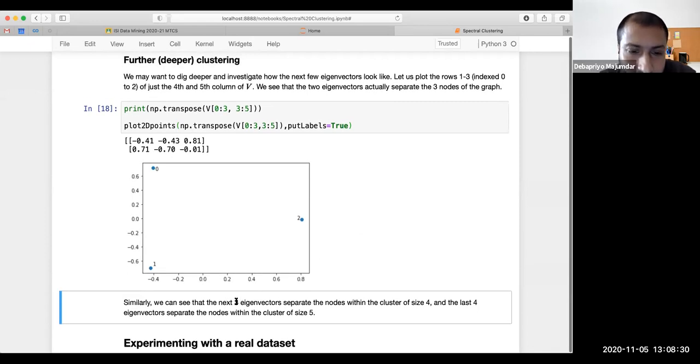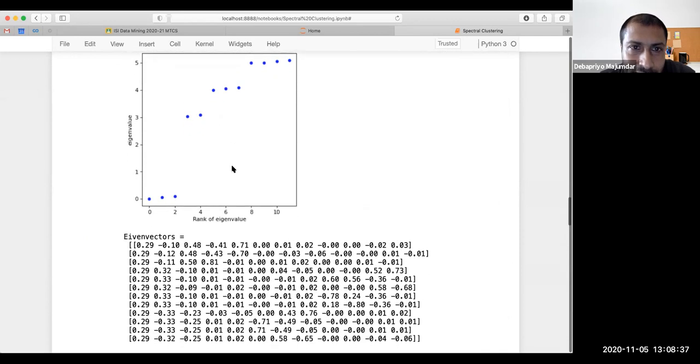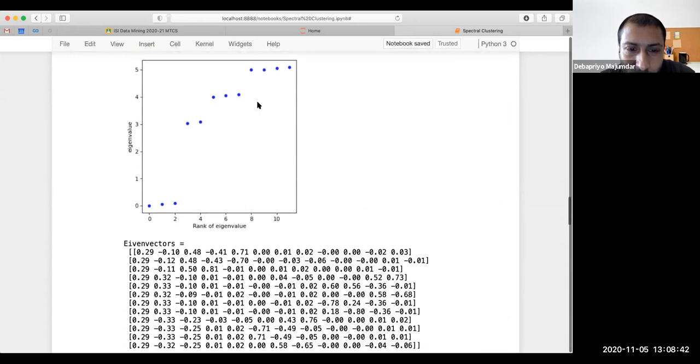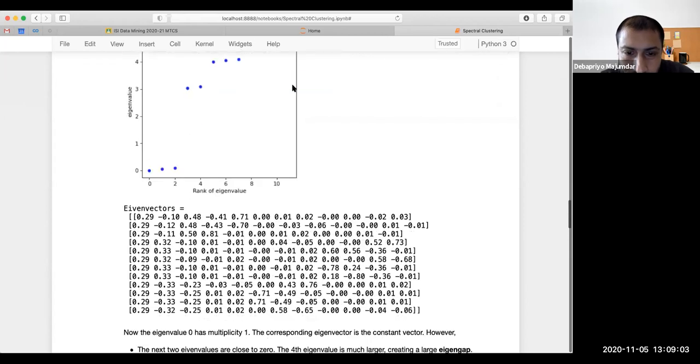Similarly, if you simply examine the eigenvectors further, you will see that we have something like this, right? So the next three will actually separate out the last block. The last block has four nodes. So the next three are 1, 2, 3, 4, 5. See, the next three are here mostly 0, here mostly 0. Here we have some entries, right? So this portion will separate out the last block, and these four will actually separate out the middle block.